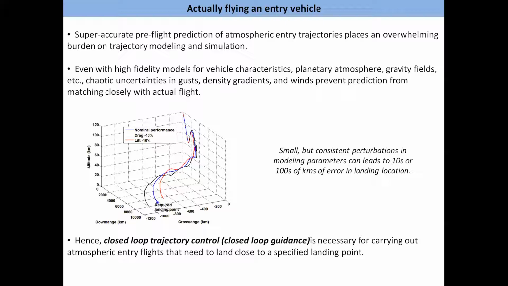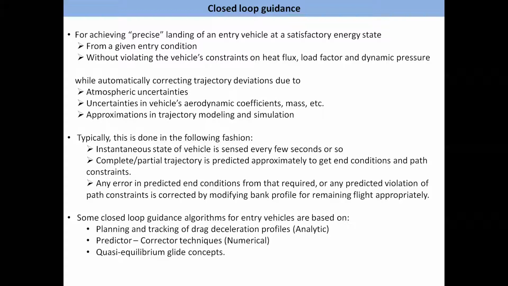So when you actually fly an entry vehicle, when you are going into the actual flight, you need to have a closed loop guidance algorithm for correcting for your errors that happen due to unmodeled disturbances. Okay, so I'll just formally state that. So basically, the closed loop guidance is for achieving precise landing of an entry vehicle from a given entry condition without violating the vehicle's constraints on heat flux.